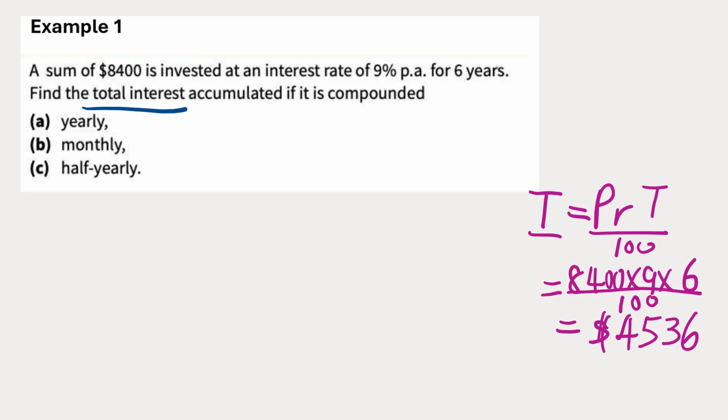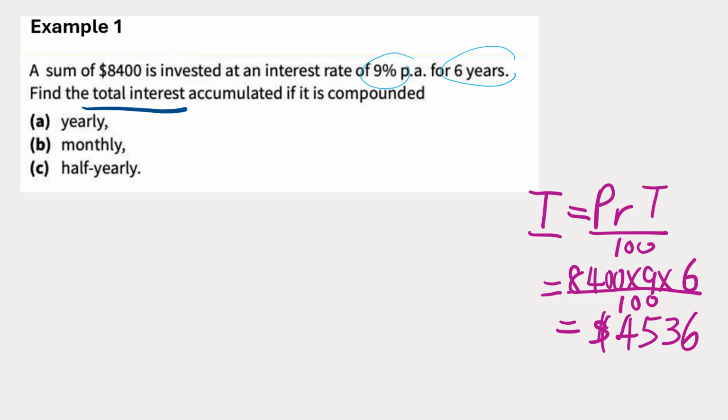Let's do one example. Supposing you have $8,400 and you want to invest this amount of money, and this company gives you an interest rate of 9% per annum, but you have to put it in that company for 6 years. Actually, if they pay you 9% per annum, I would advise you don't put it there. I think it's a scam because it's too good to believe.